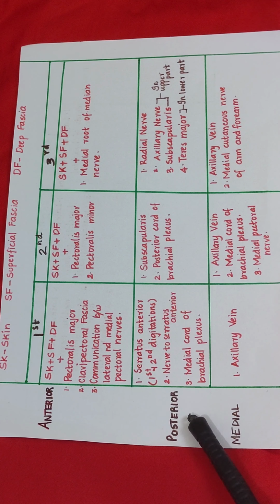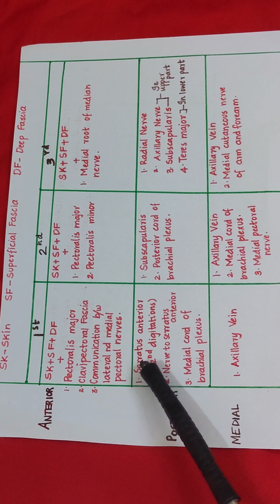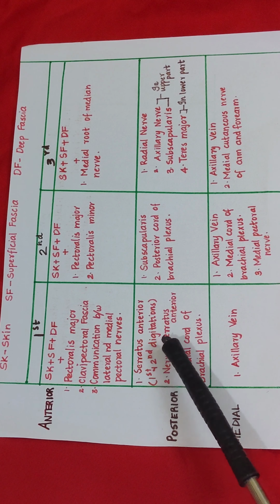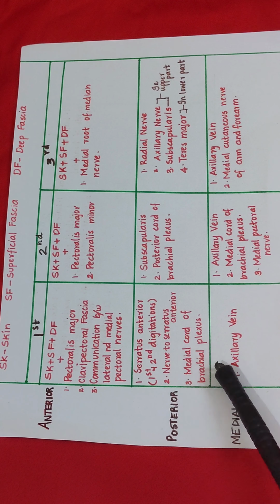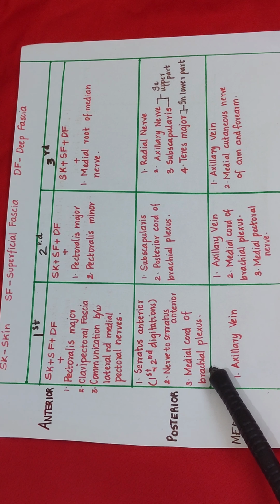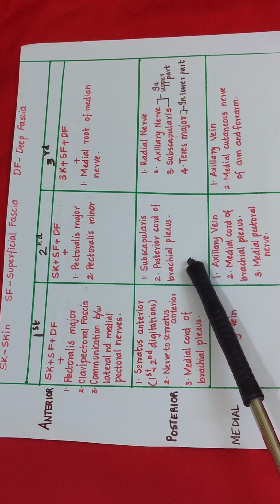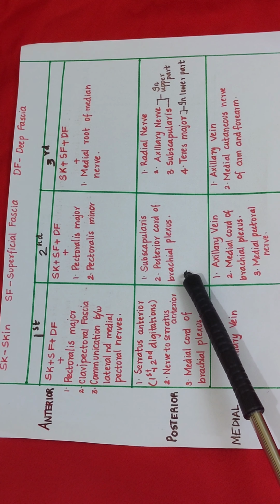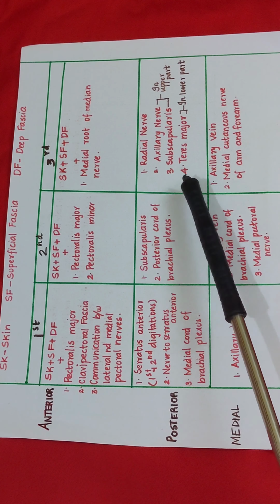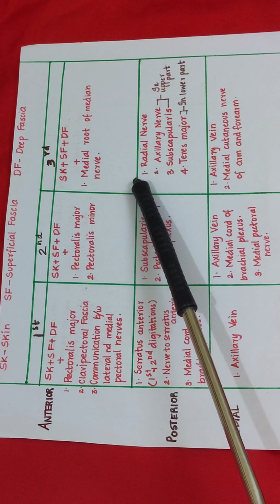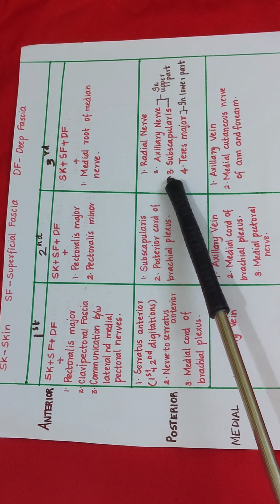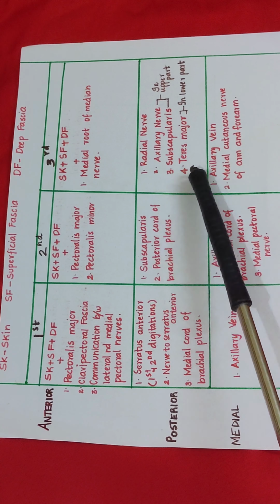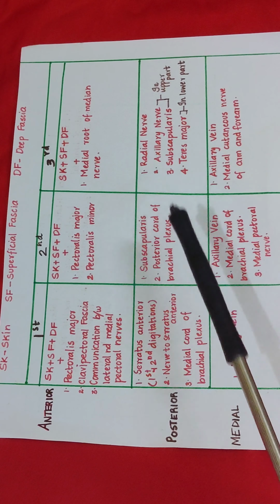In posterior relations of first part, we have serratus anterior, first and second digitations, nerve to serratus anterior and medial cord of brachial plexus. In second part, the posterior relation, we have the subscapularis muscle and the posterior cord of brachial plexus. And the third part, posterior relation, we have the radial nerve and the axillary nerve and the subscapularis in upper part and teres major in lower part.